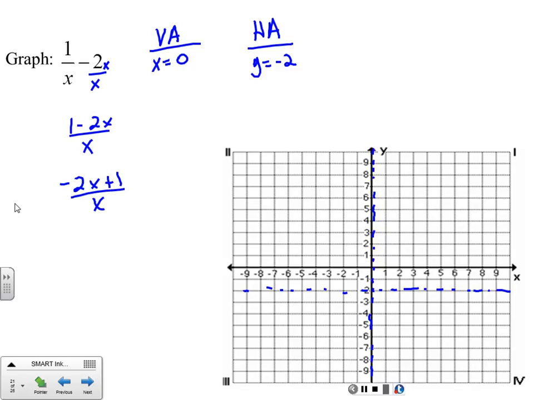Now, let's play around with this, because look, up here, I have a positive fraction, and down here, I have a negative fraction. So we need to figure out, is this going to be in quadrant 1 and 3, or is it going to be in quadrant 2 and 4? You do a T-chart and figure it out.